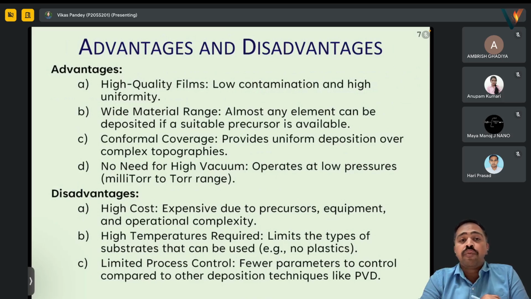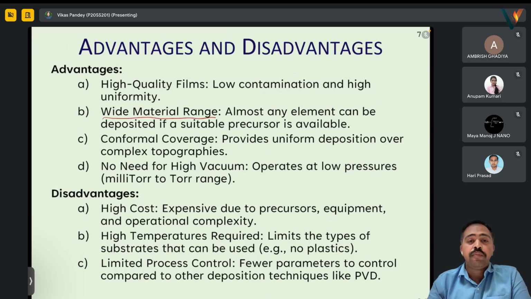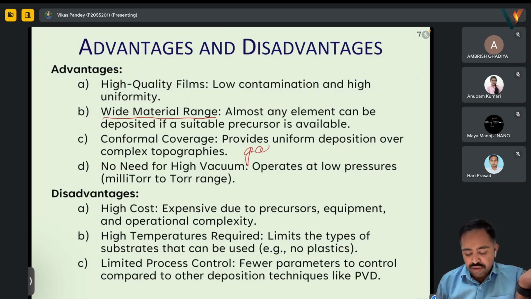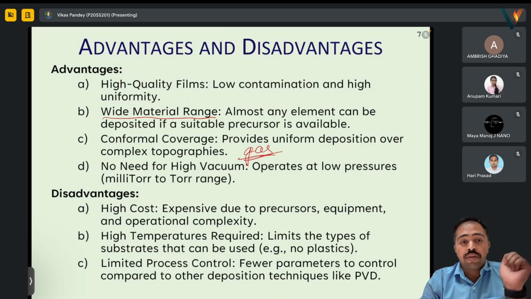Second, we can make a wide material range, because if we want to deposit something and there is a chemical reaction that can facilitate the formation of that material, that can be done. So a wide range of materials can be made. Then conformal coverage, because again, most precursors are in the form of gas, so good coverage is also possible.